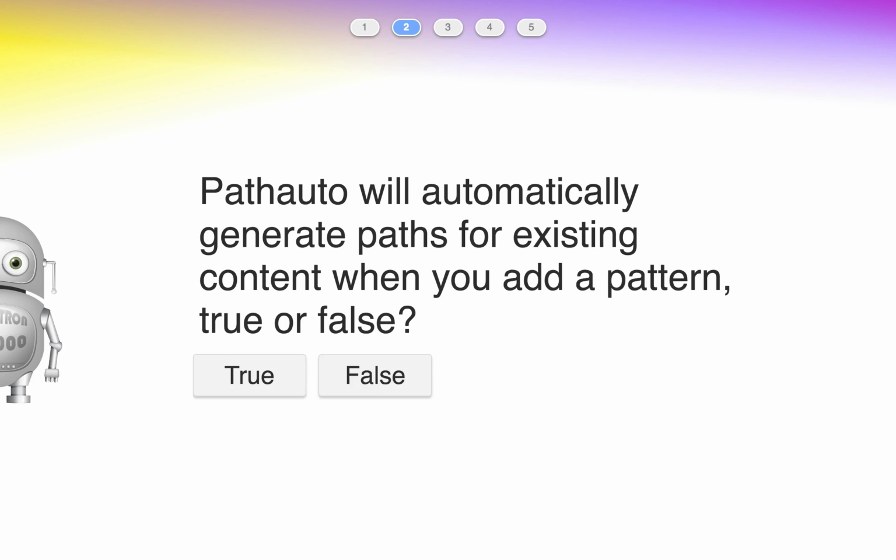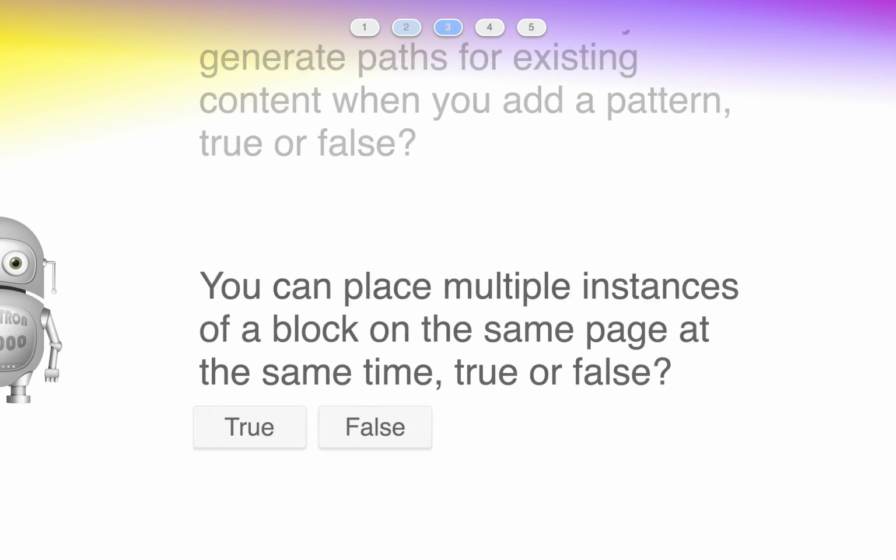Question 2. Path Auto will automatically generate paths for existing content when you add a pattern. True or false? The answer is false. You actually have to go to the bulk generate tab in the URL aliases configuration in order to generate aliases for existing content.